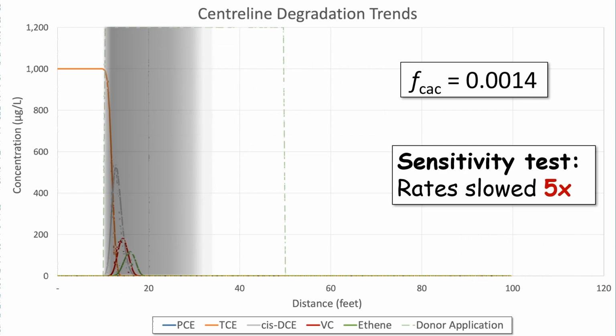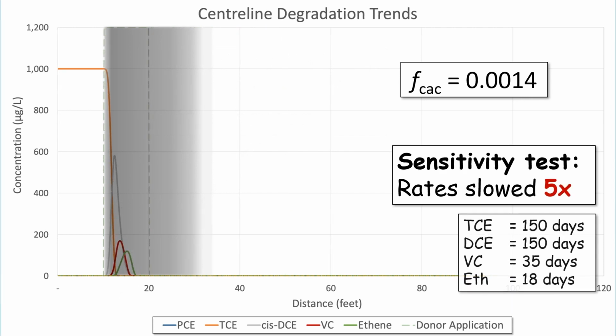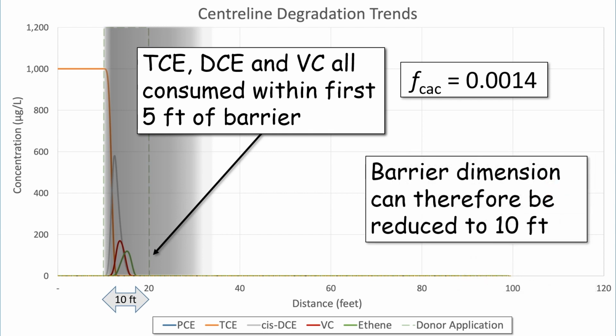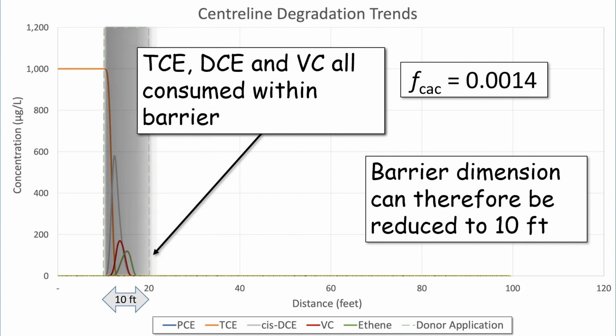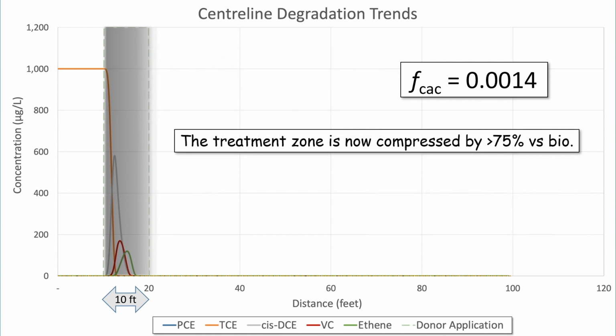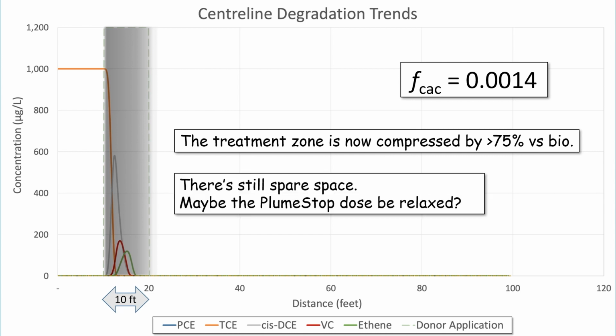We're slowed down. These are perhaps more reasonable rates to put in. We can see that we've still consumed our contaminants of concern within the first 5 feet of the barrier. We could therefore safely reduce the barrier dimensions to, let's say, 10 feet and still contain our plume. What that's done now is compress the treatment zone by greater than 75% compared to bio on its own. And there's still space in the barrier.